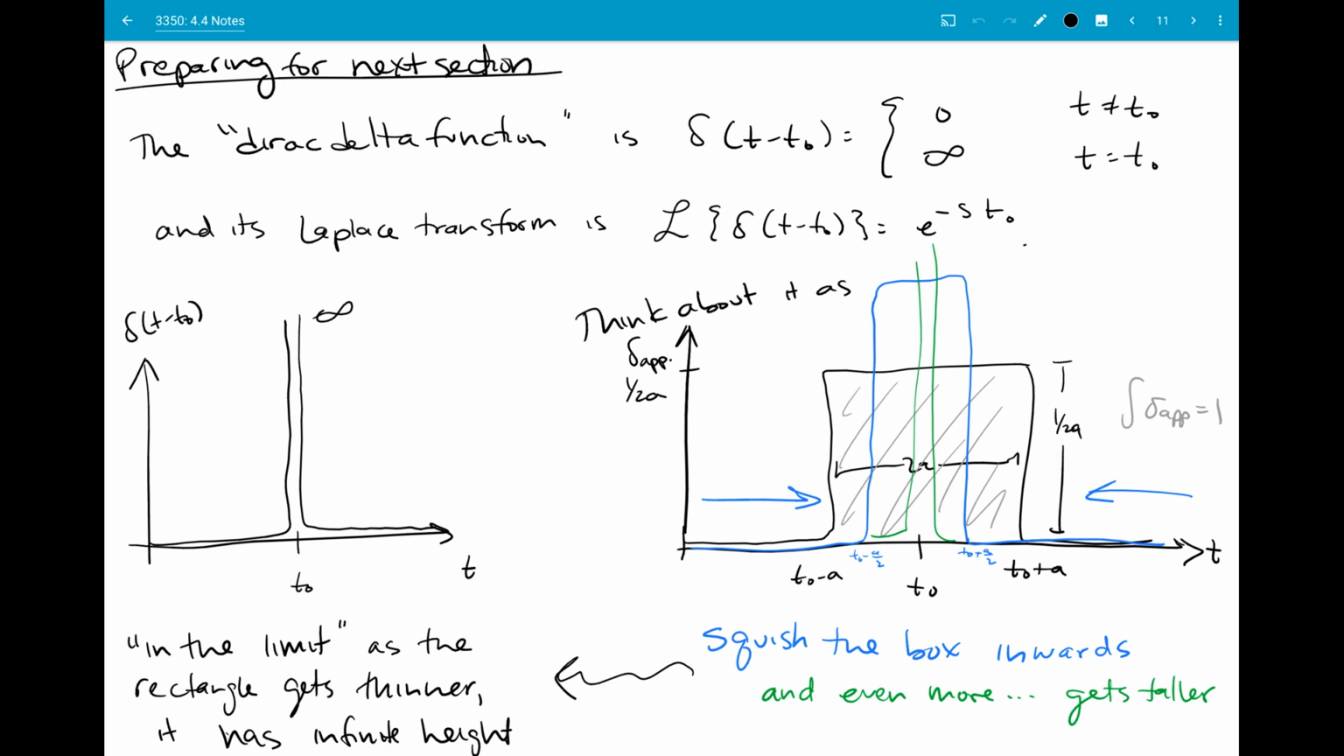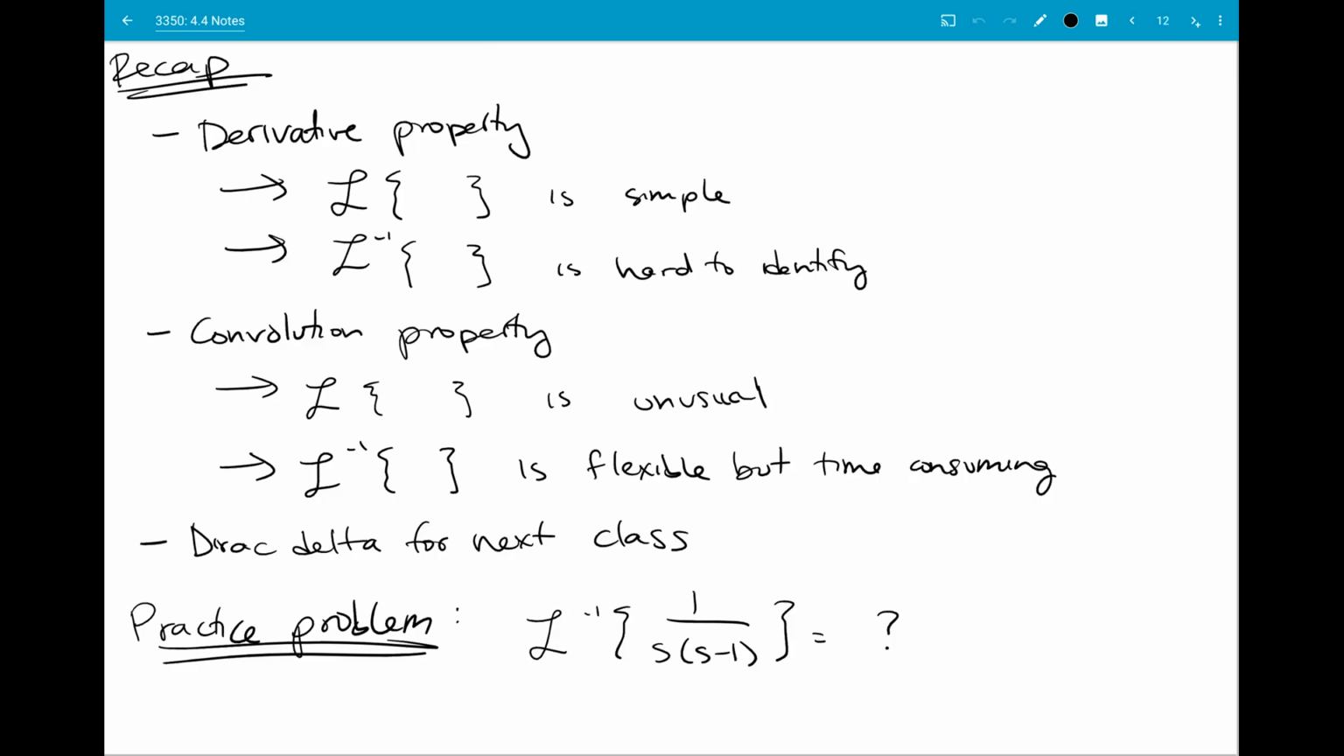And then in preparation for the next section, I tried to help you build intuition for what a Dirac delta function is. If you've seen it in other classes, great. If not, hopefully this helped a little bit. We're going to be working with it next section.